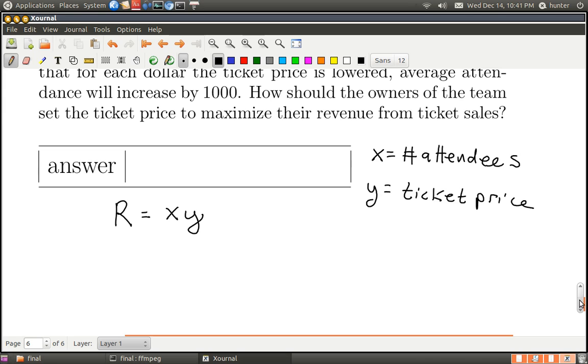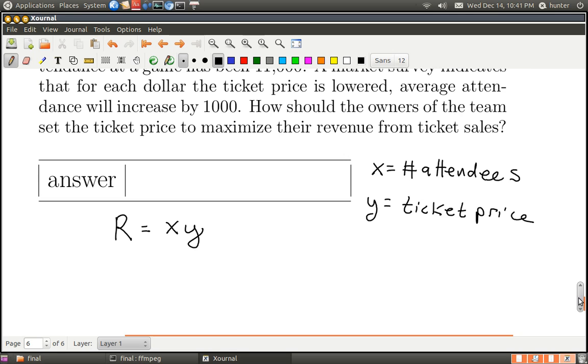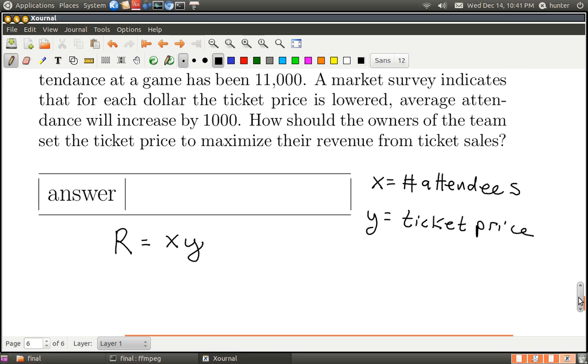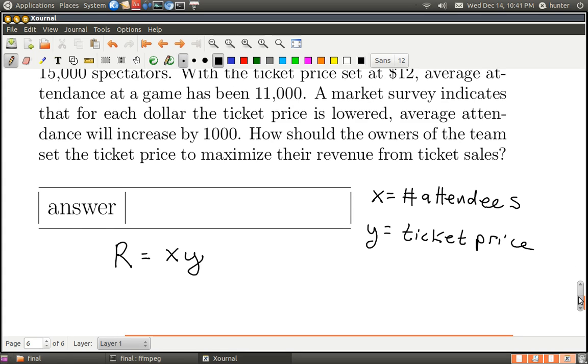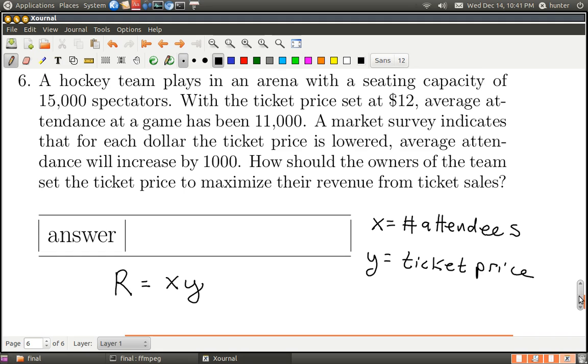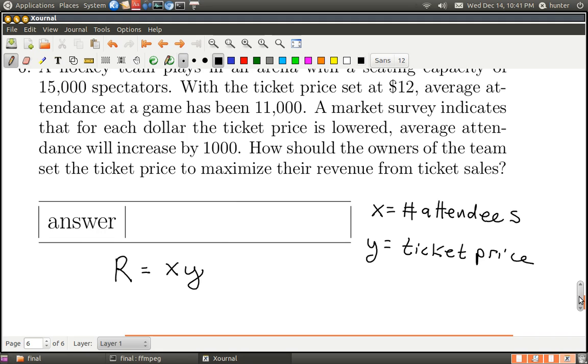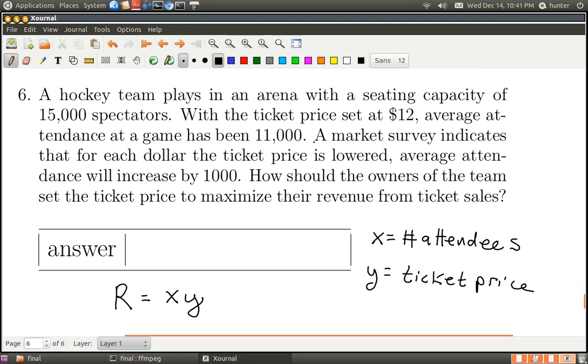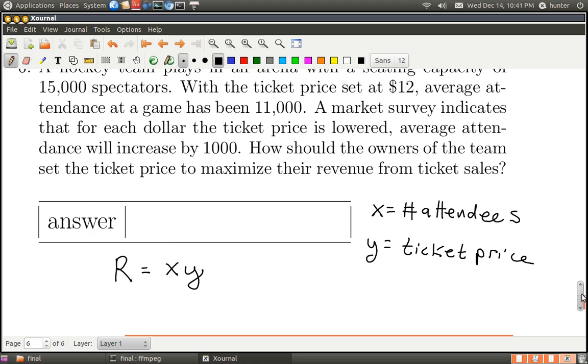Okay, so you're saying take the derivative, set it equal to 0, and solve. And that's true, but first we need to get the function down to just one variable. So we need to write down a relationship between x and y that lets us express one in terms of the other. And we're going to use this market survey sentence. A market survey indicates that for each dollar the ticket price is lowered, average attendance will increase by 1,000. So let me see if I can write x in terms of y.